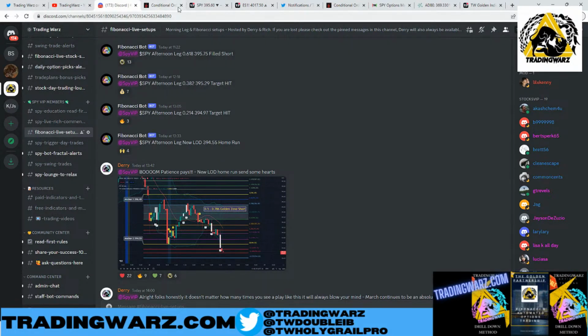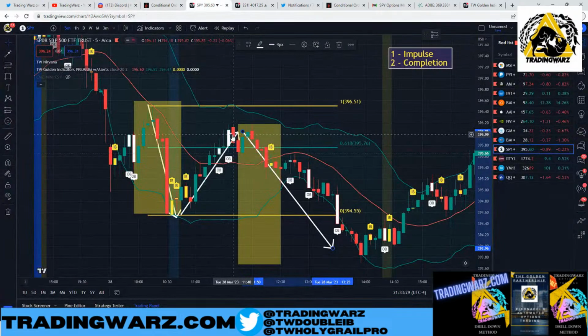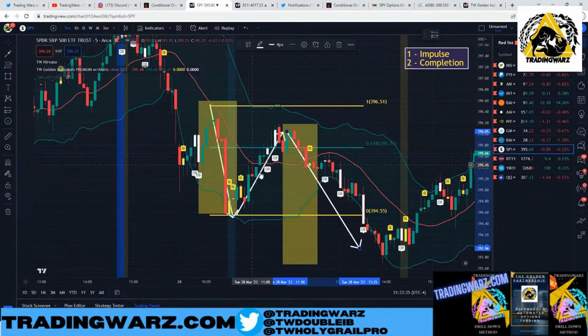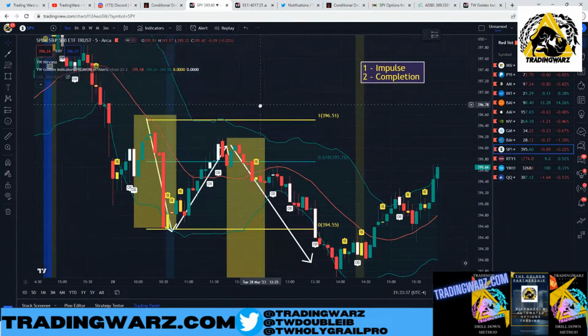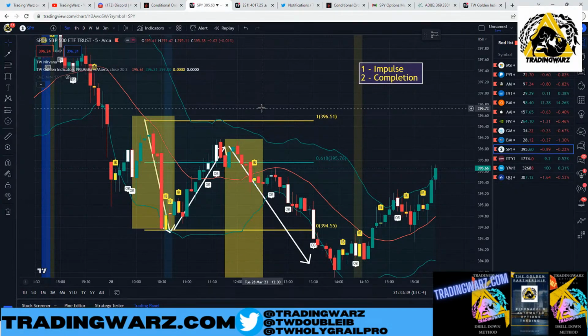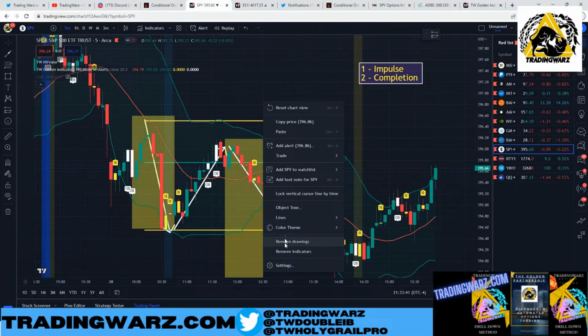So that is the concept of the impulse. The impulse has to be strong, because the stronger it is, the more likely when we pull back, that's going to continue. Okay, so that was the only trade that we took from Fibonacci for the afternoon leg today. But I really want to show you this.